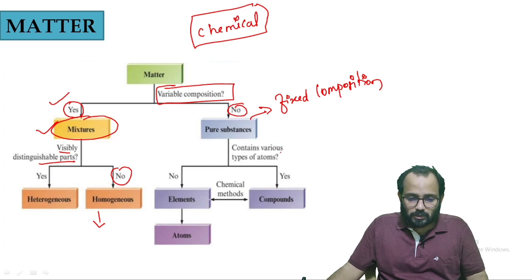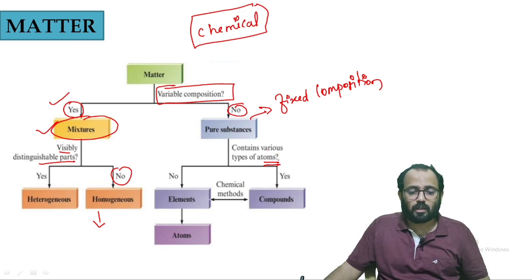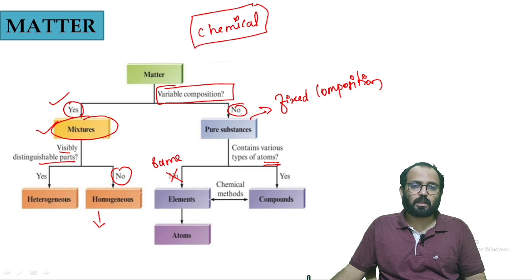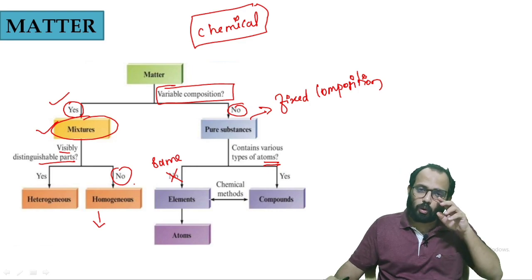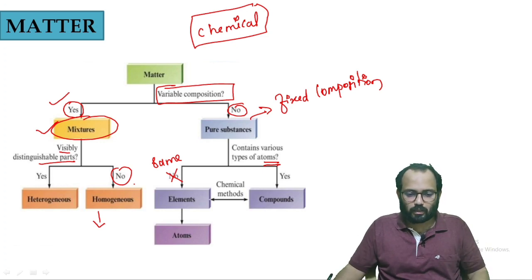Look at that, pure substance contains various types of atoms. No, not all pure substances. Pure substance can be classified into elements and compounds. Elements contain the same type of atoms always. Let's say about gold. Gold is an element, right? Whether gold contains copper? No. So the gold element contains all gold atoms. That is what they are telling.